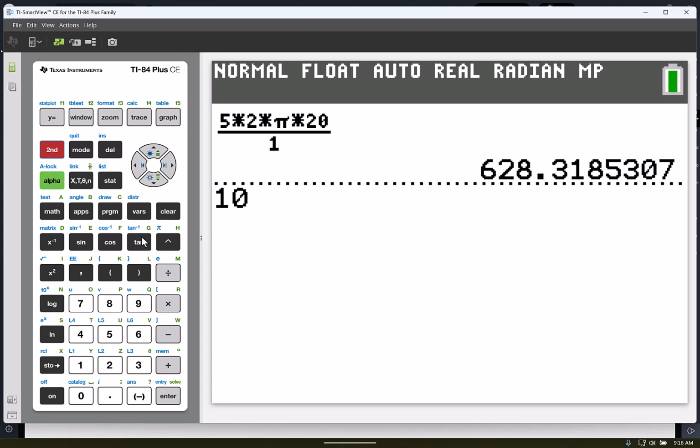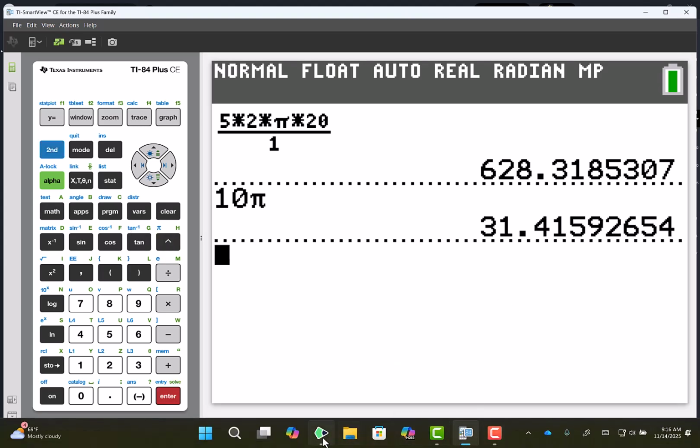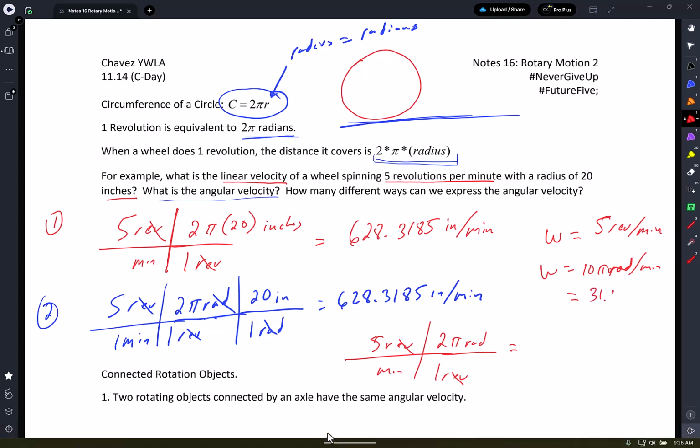10 pi. 31.4159. 31.4159 radians per minute. How else could you express it if you wanted to?